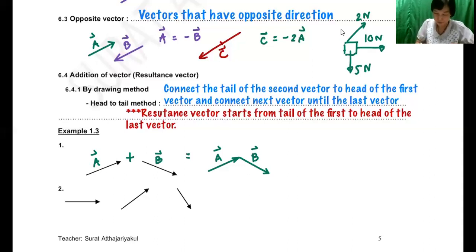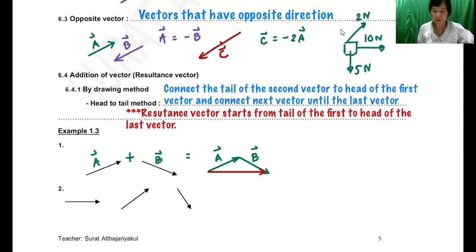Okay, so you have to draw. Here I will use the red color to represent my resultant. I will start from vector A and end at B. This is my resultant vector. And then you have to draw the arrowhead. This is the arrowhead.